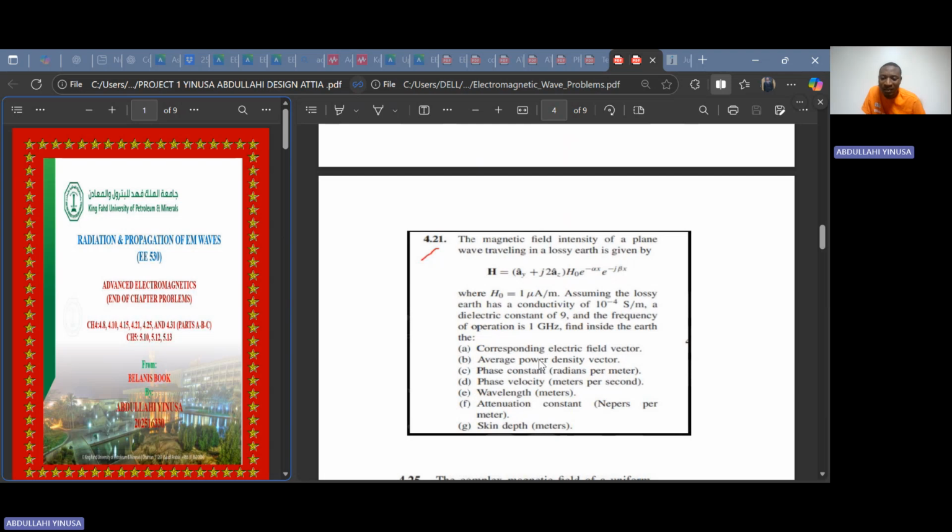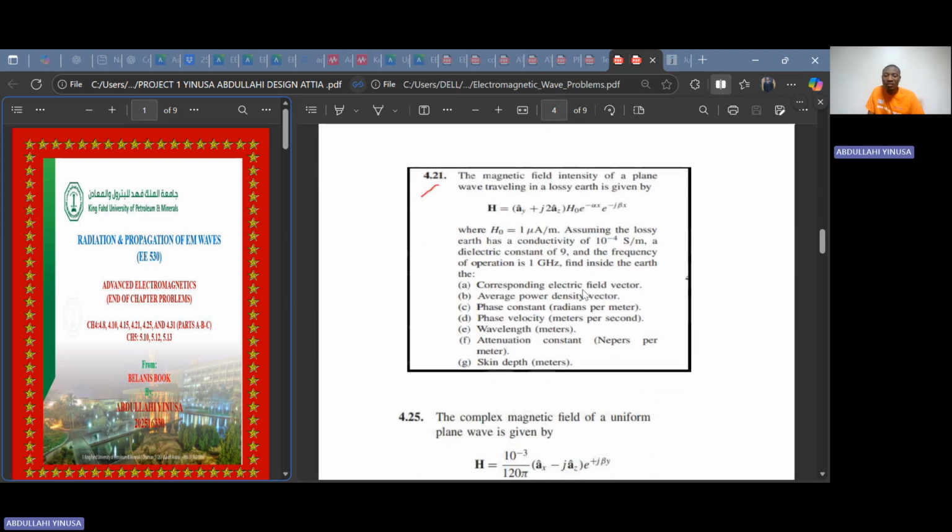So the procedure is that you test the conductivity first by using the specific given formula. When it is greater than 1, it is a conductor. When it is less than 1, it's a perfect dielectric material, that is an insulator. So that will now give us the actual formula to use.